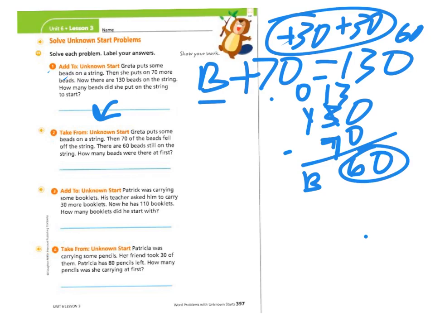Now take from an unknown start. Greta puts some beads on a string, so we don't know, still beads. Then 70 of the beads fall off. So now we're looking at a subtraction problem. Maybe I'll change to red. B minus 70 equals 60, there are 60 beads still on the string.